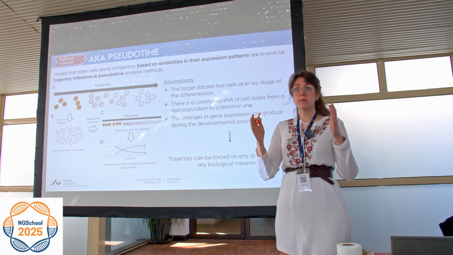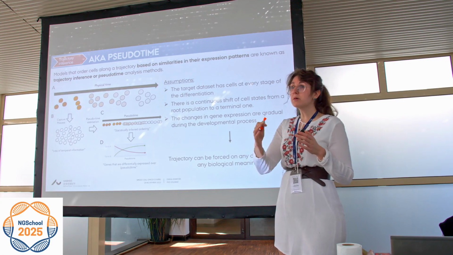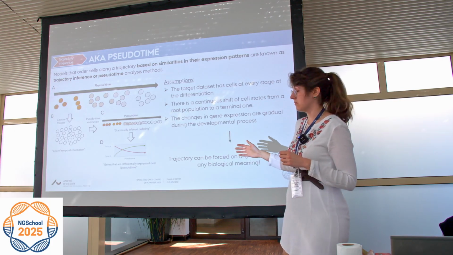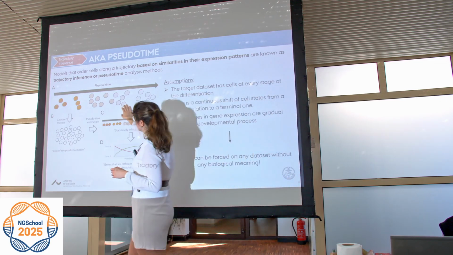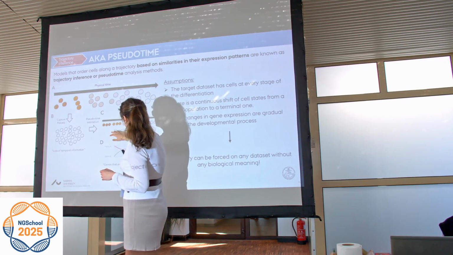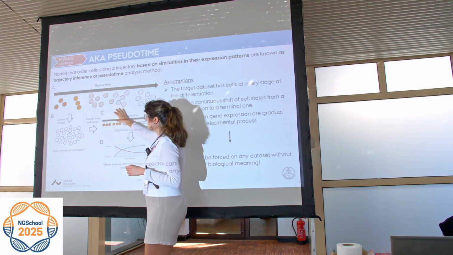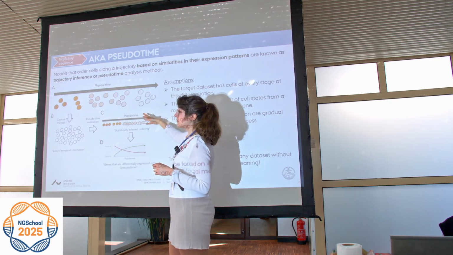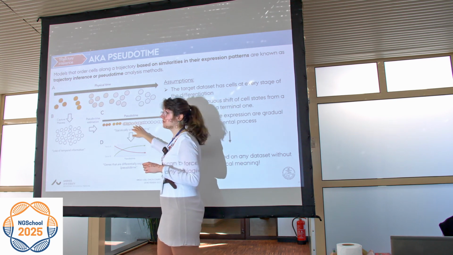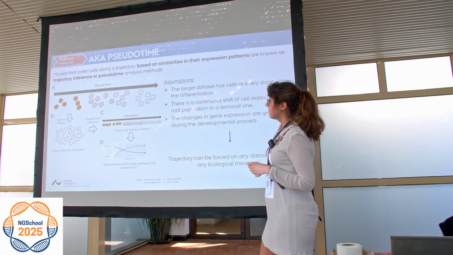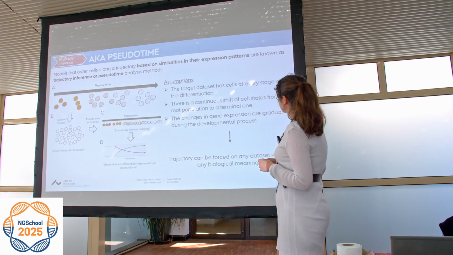So while you have a snapshot of your data, you have all the possible stages at the same time. So you have all these cells, and then you are just trying to predict how they align. This is basically based on similarity of cells and the gradual shift in transcriptional profile. There are some assumptions in this type of analysis.